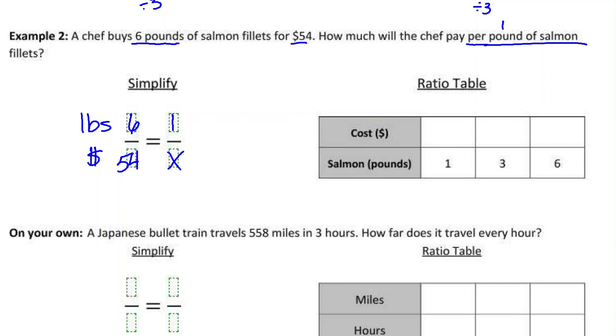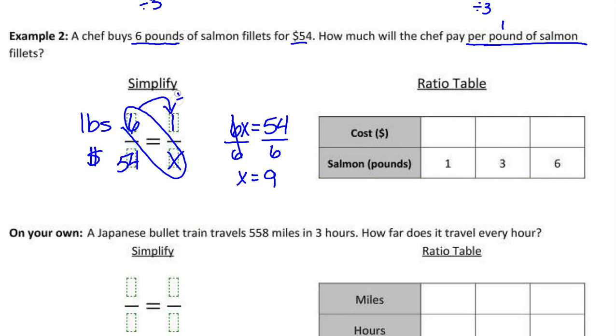And remember, there's more than one way that you can solve a problem. So you can cross multiply it. So you get 6x is equal to 54, and you can solve that problem. Divide by 6, and I'm left with x is equal to 9. You could simplify this. You could say 6 divided by 6 is 1, 54 divided by 6 is 9. So you could do it that way.